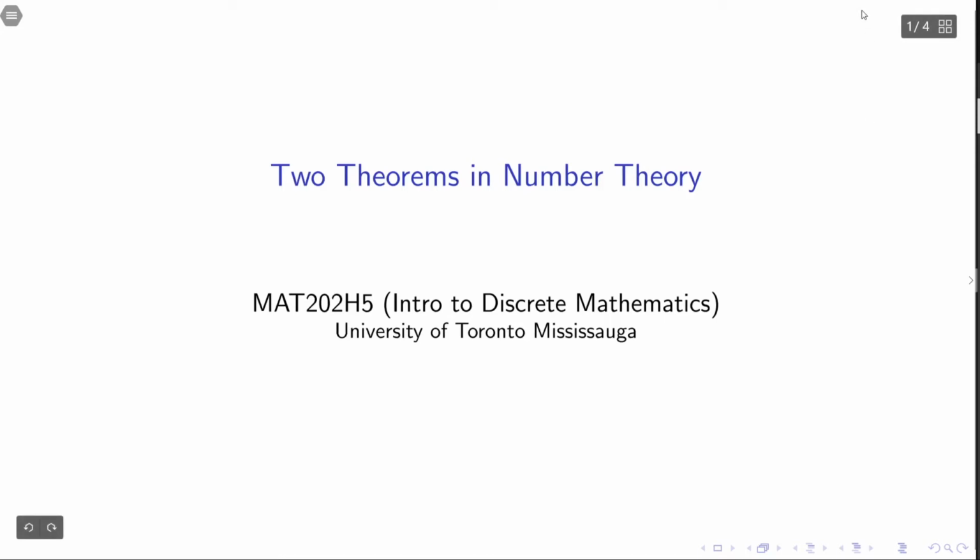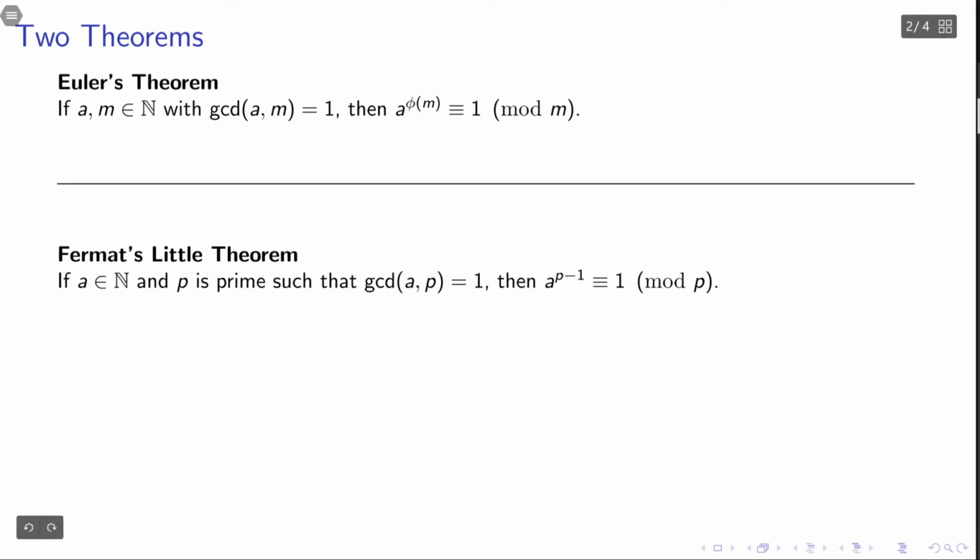Okay, so now that we've talked about Euler's phi function, we can finally talk about these two important theorems in number theory, called Euler's theorem and Fermat's little theorem. And, well, Fermat's little theorem is actually a corollary of Euler's theorem, in the sense that it follows from Euler's theorem. So let me explain why.